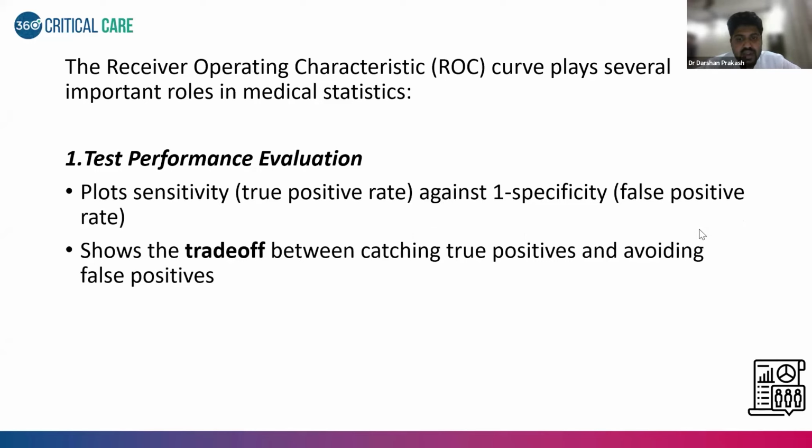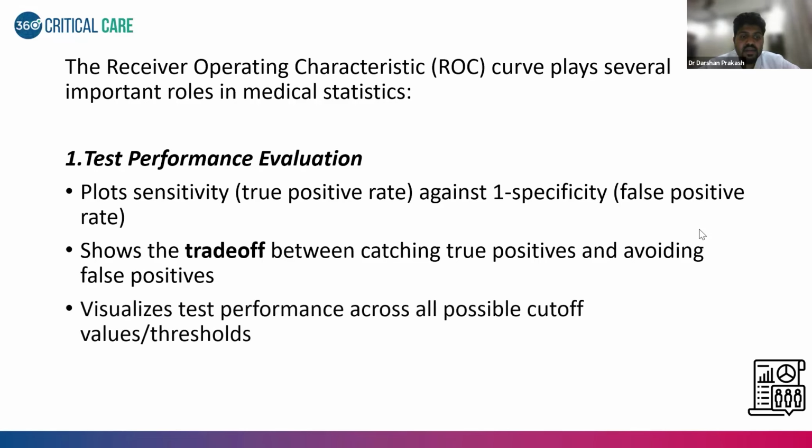Unfortunately, none of the tests out there in statistics or in medical science will give you true positives as 100%. There will be some false positives which come off. So that is one thing we need to understand. Whenever we are calculating ROCs, false positives also get included, and it is usually a trade-off between these two components. It usually visualizes the test performance across all possible cutoffs, that is, the values or the thresholds.